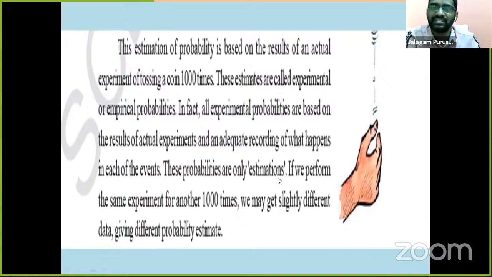These probabilities are only estimations. If we perform the same experiment for another 1,000 times, we may get slightly different data, giving a different probability estimate. One person can toss 1,000 times and get 455 heads. Another person tosses a coin 1,000 times and gets 500. So a slight difference is there. Already we learned these probabilities are only estimations.